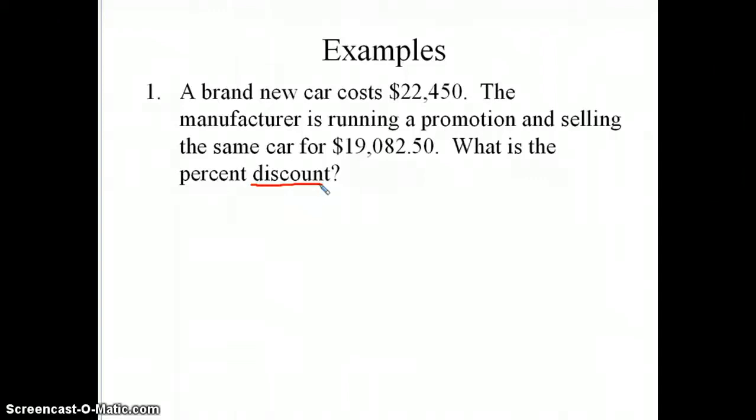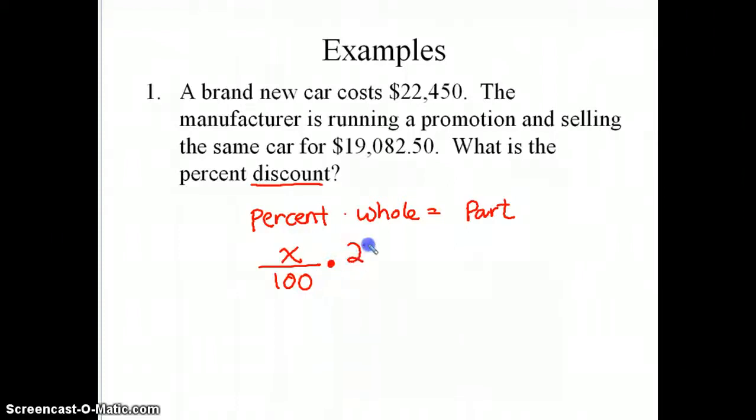So I'm going to start with this. I'm going to say percent times the whole is equal to the part. So we keep in mind what we're looking for. The question asks, what is the percent discount? So that's going to be my variable x over 100. The whole is the original starting price of $22,450. And the part will be the change in value.